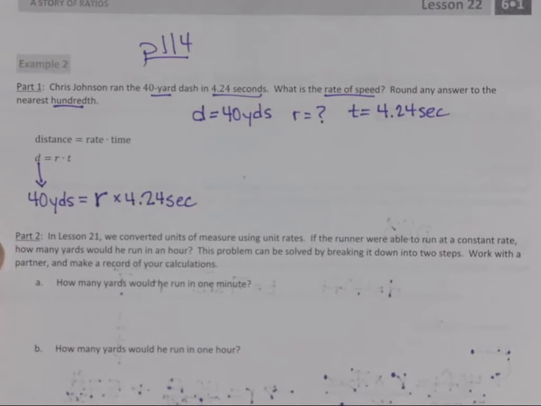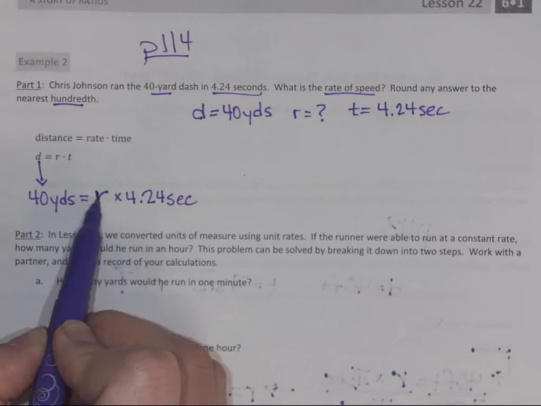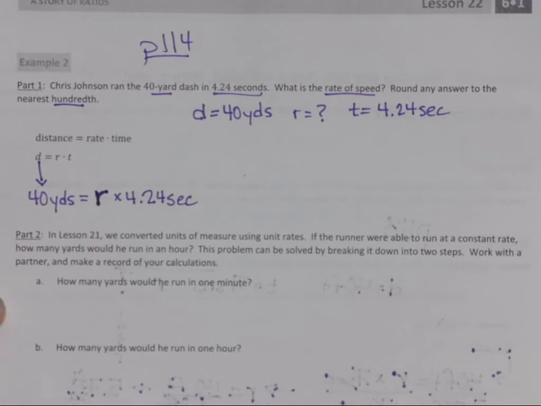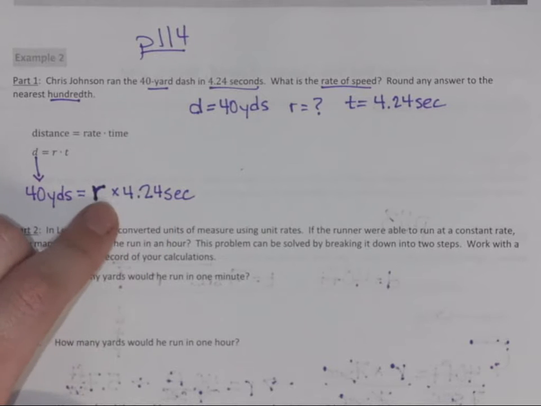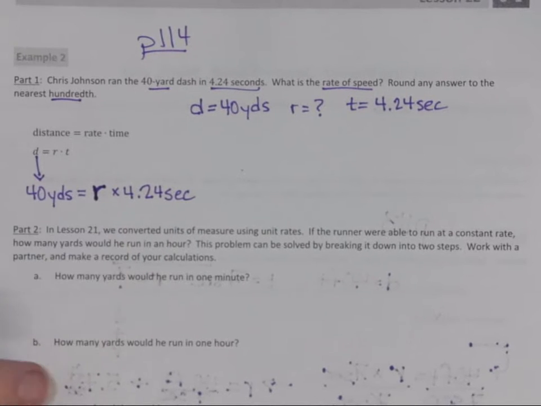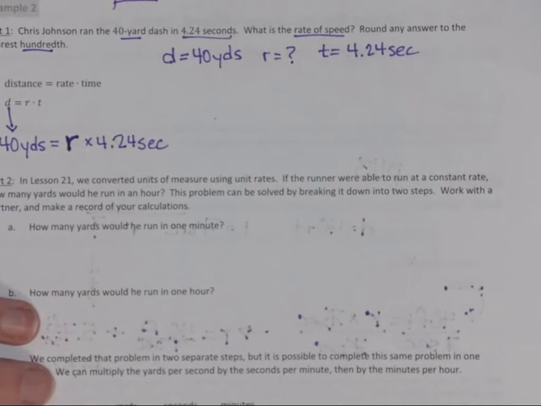I do need to get whatever variable I'm solving for by itself. In this case, it's the R for rate. Right now, we have this 4.24 seconds hanging around. We need to get it away from our R. How do I do that, Hillary?